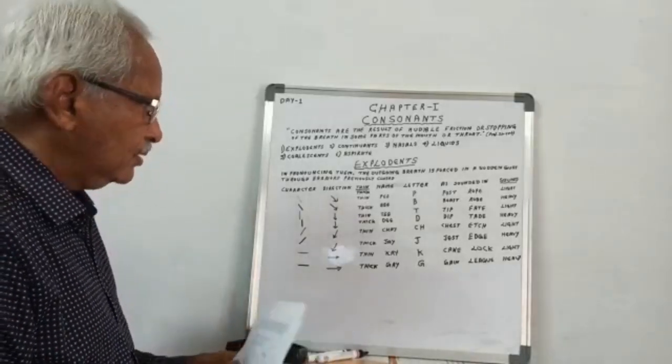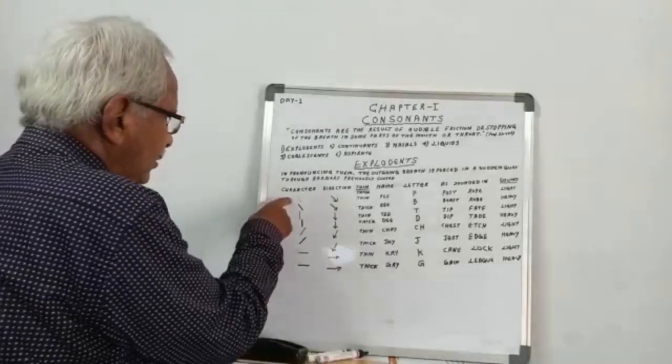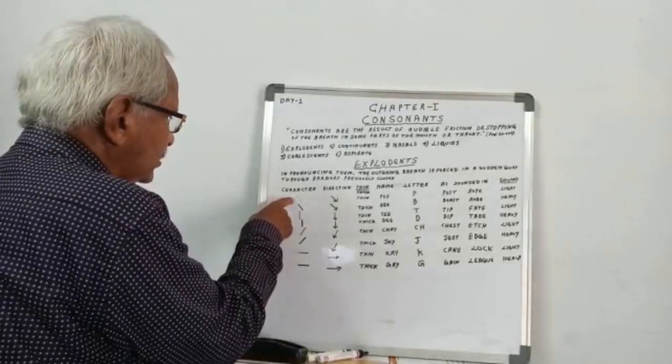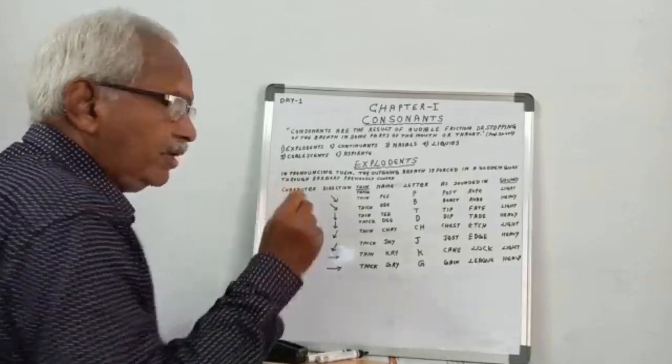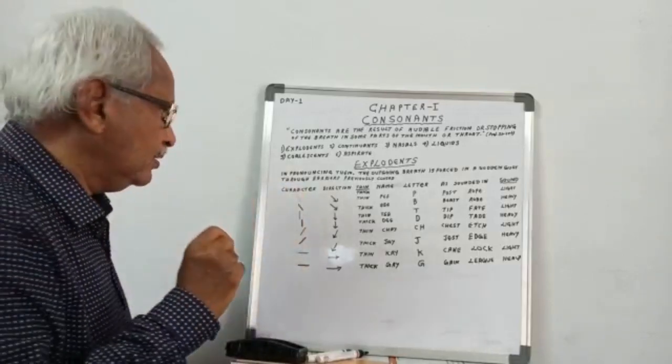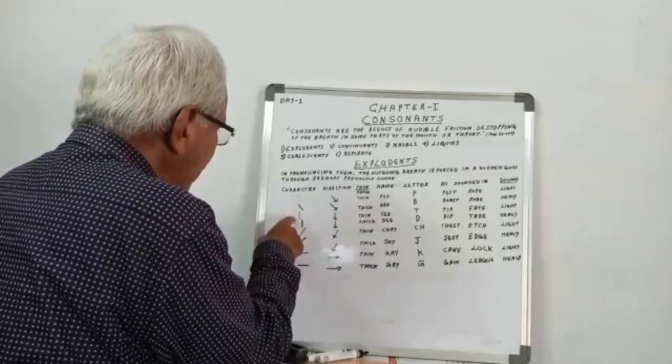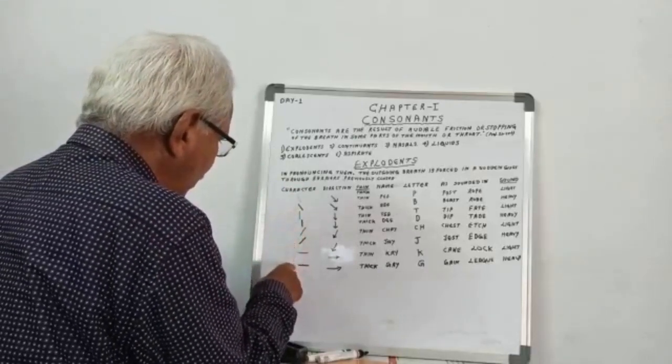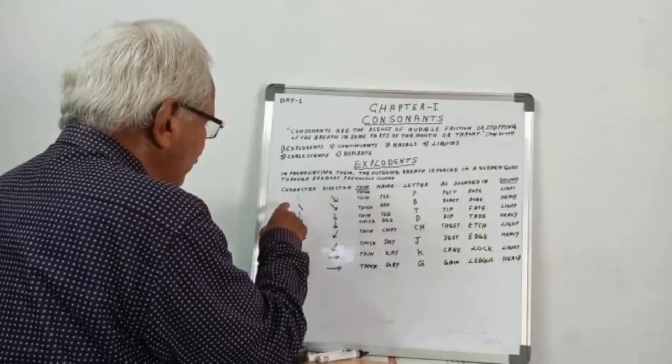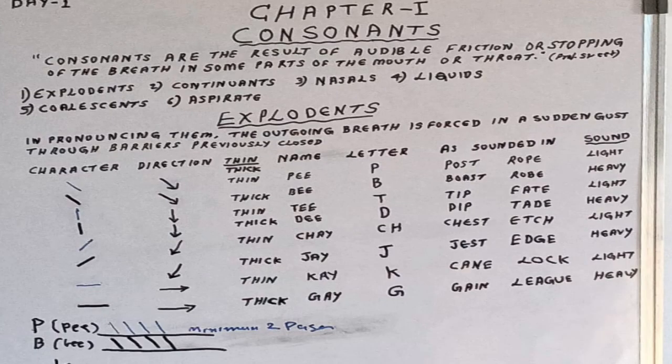In regard to practice, the size of the stroke is 1/6 of an inch. P, B, T, D, J, K, G. We have to practice P first. P is a right stroke with an angle of 45 degrees. P, B. T, D are straight strokes. J are with an angle of 30 degrees from perpendicular.